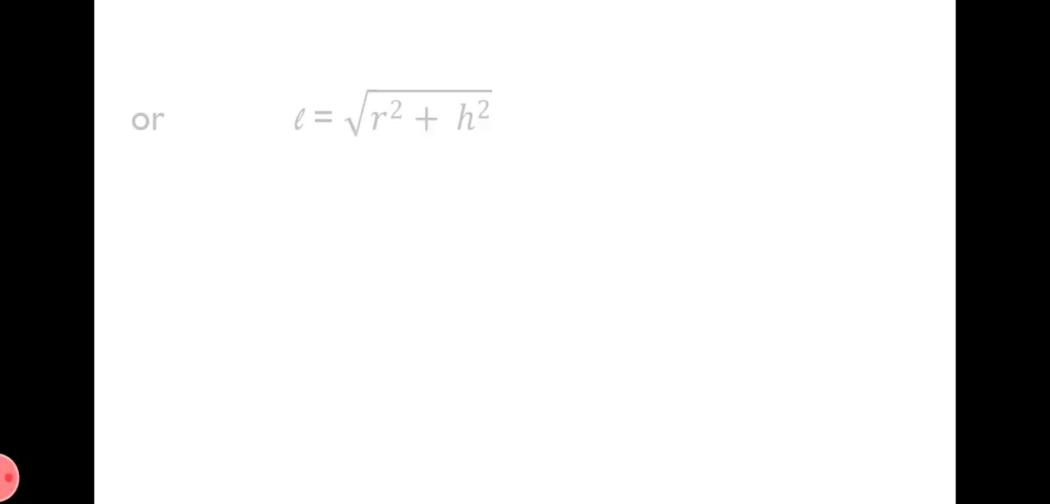Or you can also find the slant height by using the formula L equal to under root R square plus H square. This is a very useful formula where the height of the cone is given, and we most probably use slant height to find the surface areas of the cone. So where slant height is missing, height will be given, and using that height and radius we can find the slant height by the formula L equal to under root R square plus H square.